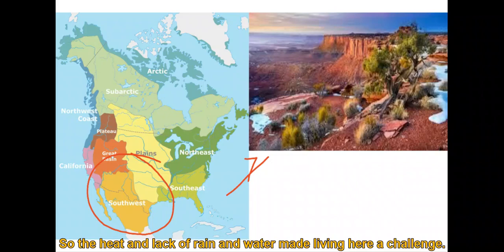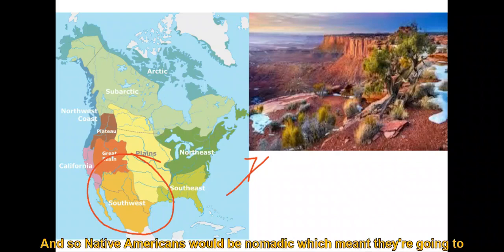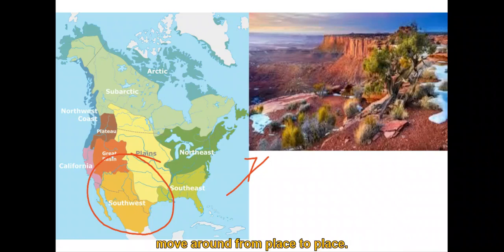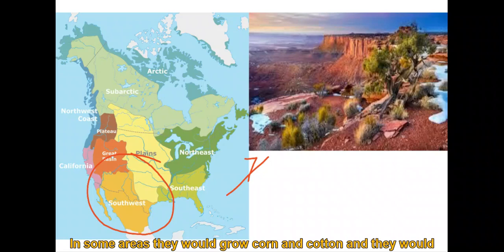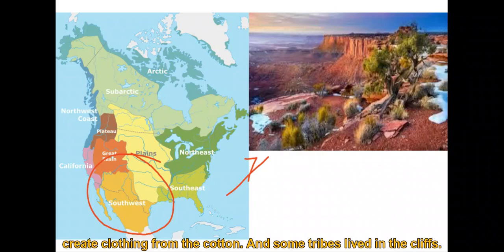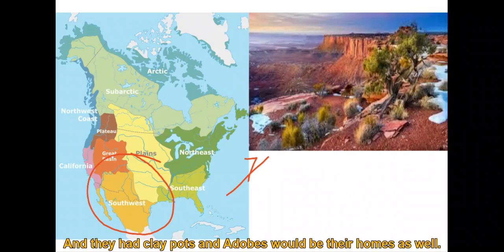The heat and lack of rain and water made living here a challenge. So it's going to be a very desert type of place. And so Native Americans would be nomadic, which meant they would move around from place to place. They're hunter-gatherers, so they have to go and find their food. In some areas, they would grow corn and cotton, and they would create clothing from the cotton. Some tribes lived in the cliffs, and that's where they would stay. And they had clay pots, and adobes would be their homes as well.